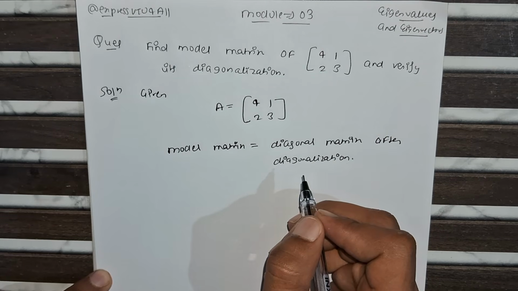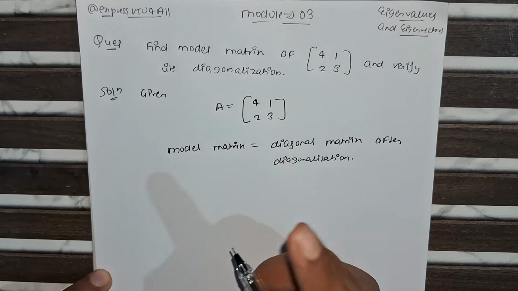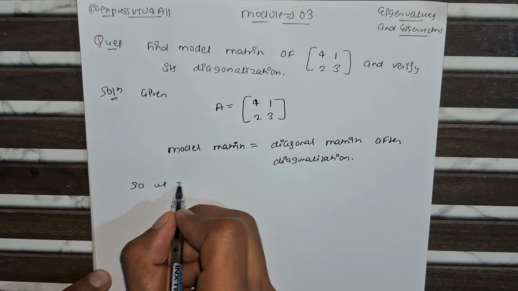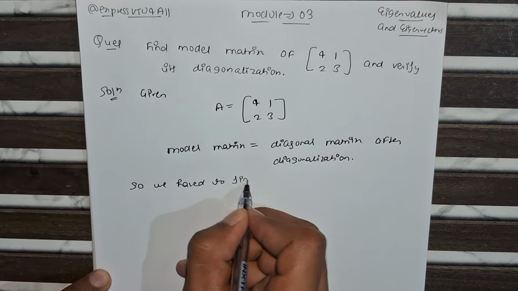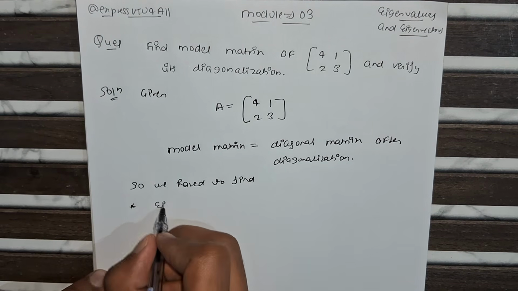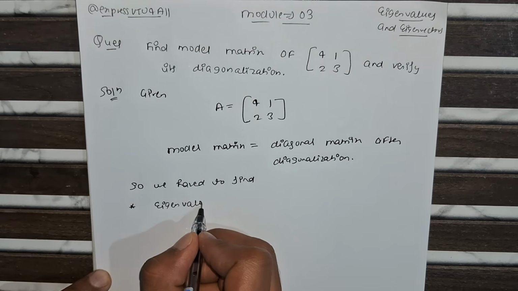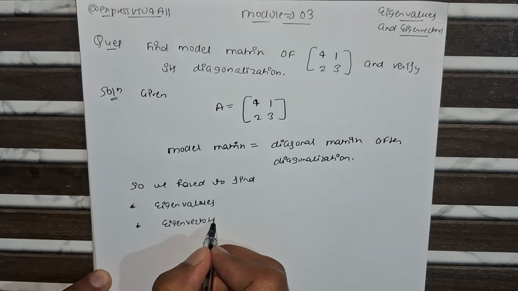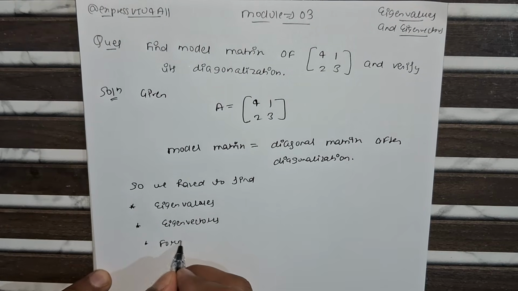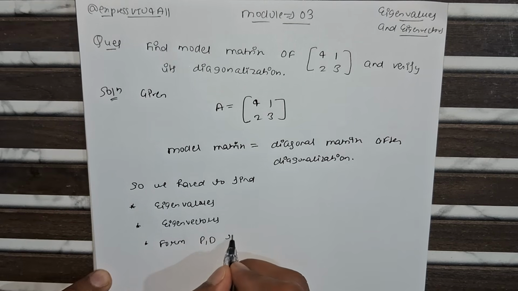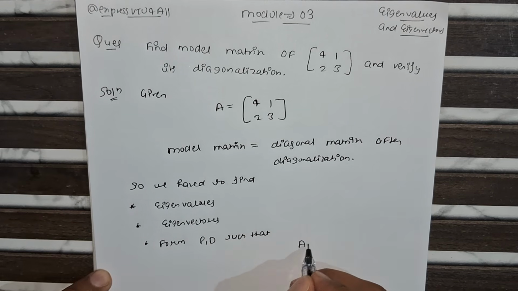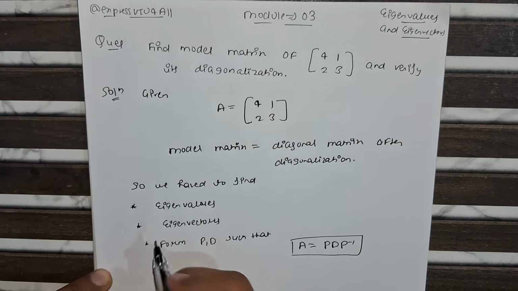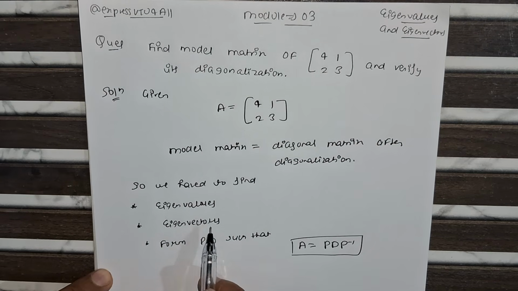So what do we have to find? We have to find eigenvalues, eigenvectors and form P, D such that A equals P D P inverse. So the first one is eigenvalues, the second one is eigenvectors, and the third one is to form P, D such that A equals P into D into P inverse. So these are the three things we have to find from this question. So let's solve it step by step.